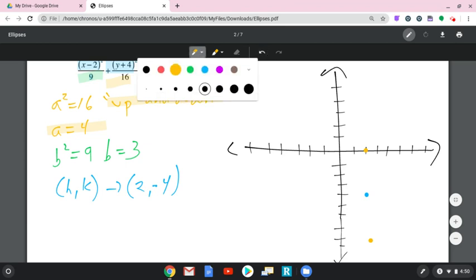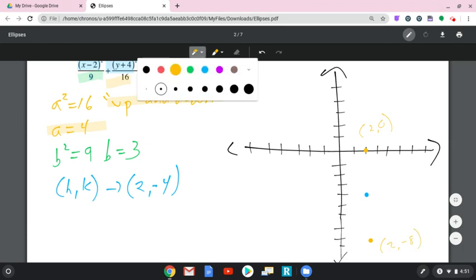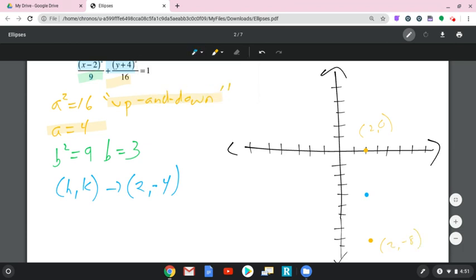Now let's take a look. Those are 2 vertices. And what are the vertices? If I look at that, this one is (2, 0). And down here, this one would be (2, -8). And remember, my center is (2, -4).